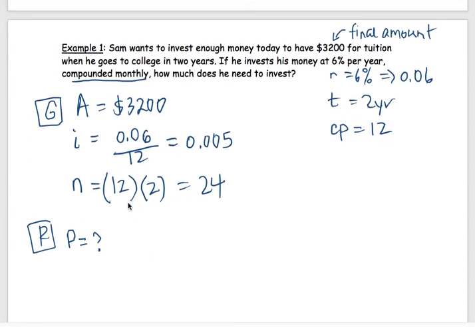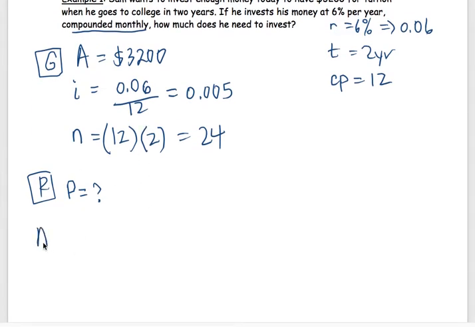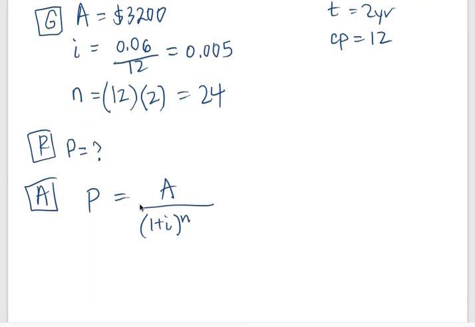Okay, so we need to find P. So we are going to use our new formula today. So it's amount over 1 plus I, all to the power of n. Okay, so let's go and start solving here. Okay, so A is 3,200.